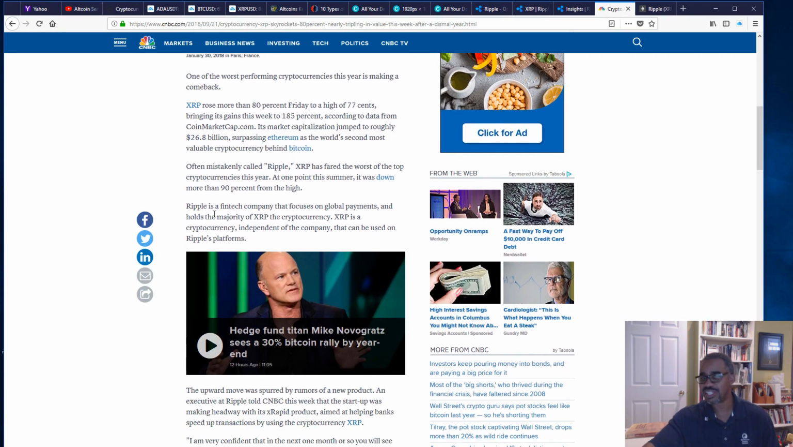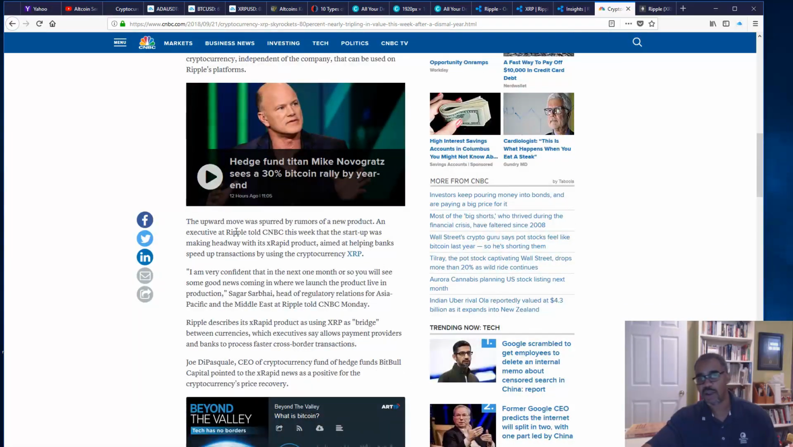Okay, so Ripple is a fintech, financial tech company that focuses on global payments and holds a majority of XRP, the cryptocurrency. XRP is a cryptocurrency independent of the company that can be used on Ripple's platforms. The upward move was spurred by rumors of a new product. An executive at Ripple told CNBC this week that the startup was making headway with its xRapid product, aimed at helping banks speed up transactions by using the cryptocurrency XRP.